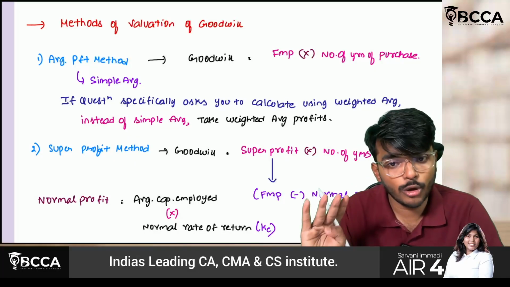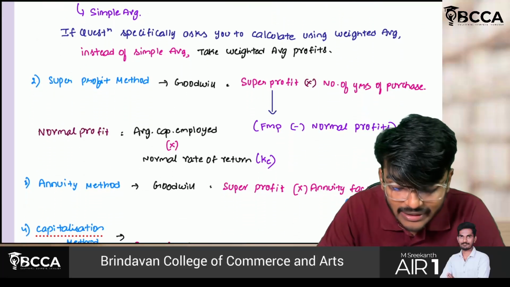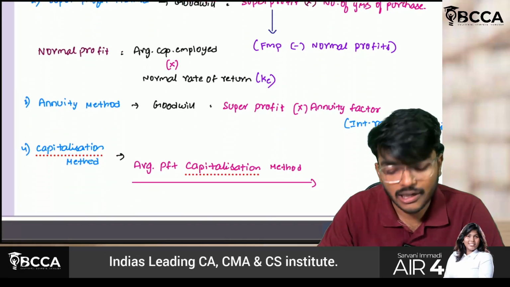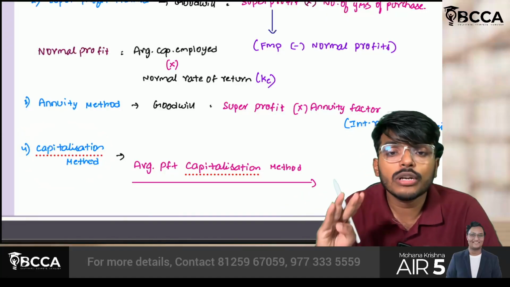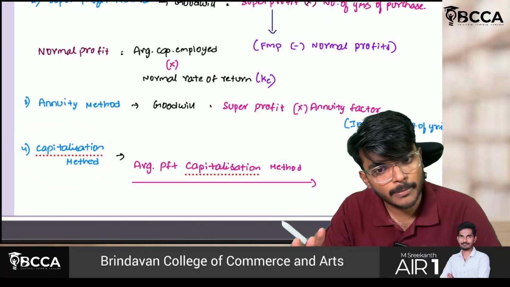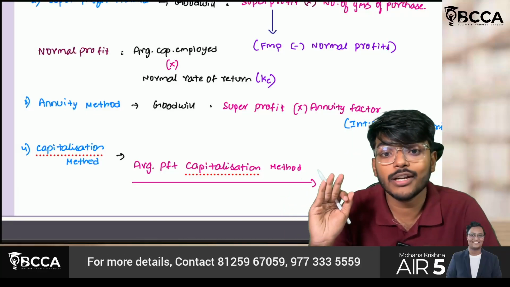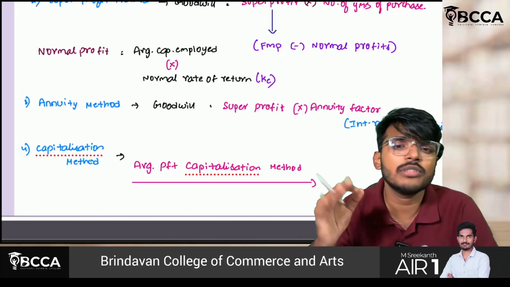There are totally four methods, sir. First method is average profits method. Second method, Baba, super profits method. Third method is annuity method. And fourth method is nothing but capitalization method. Only four methods. Easily you can remember. Easily you can understand these things. Completely logical. No need to mug up at all. Let us try to understand from the logic itself.